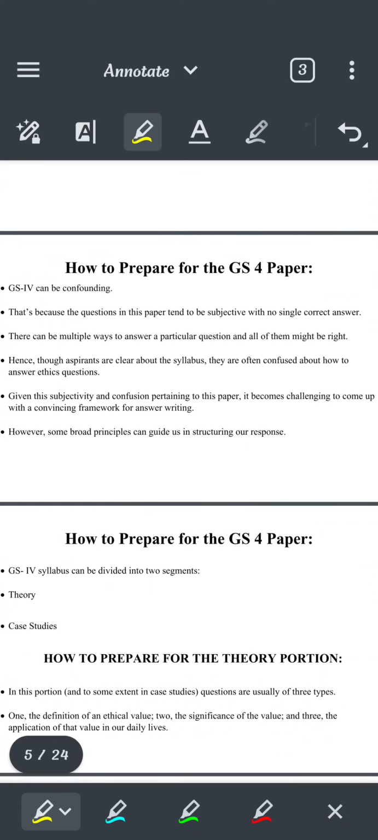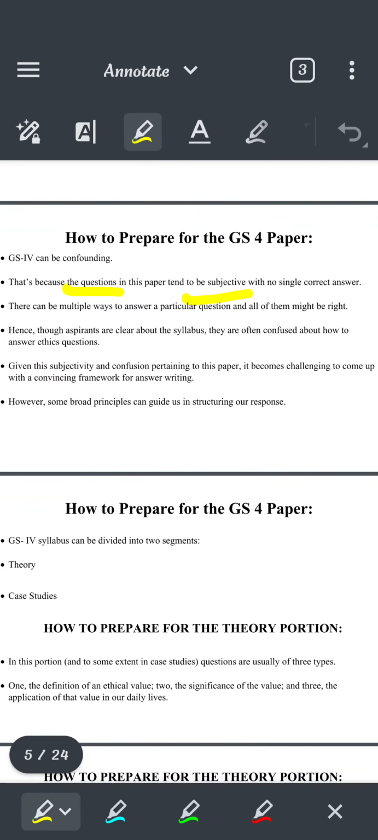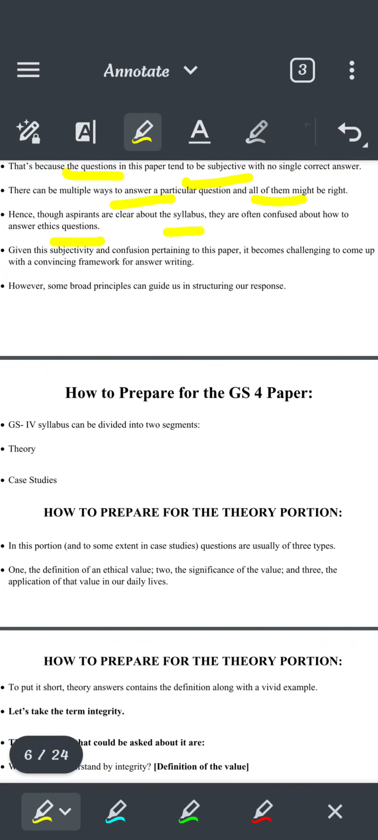So how to prepare for the GS4 paper? GS4 can be quite confounding. That's because the questions in this paper tend to be subjective with no single correct answer. There can be multiple ways to answer a particular question and all of them might be right. Hence, though aspirants are clear about the syllabus, they are often confused about how to answer ethics questions. Given this subjectivity and confusion pertaining to this paper, it becomes challenging to come up with a convincing framework for answer writing. However, some broad principles can guide us in structuring our response.